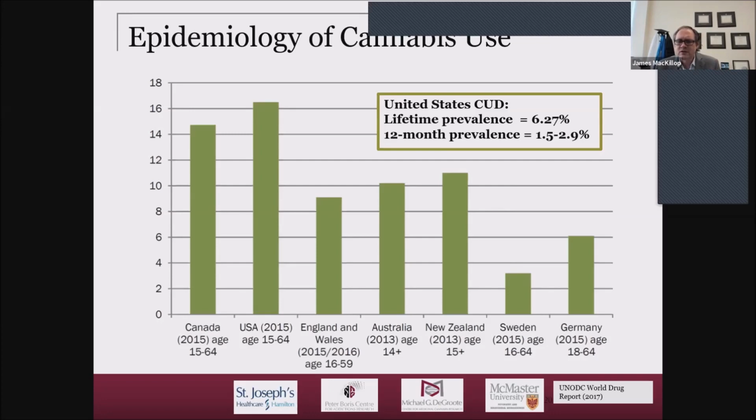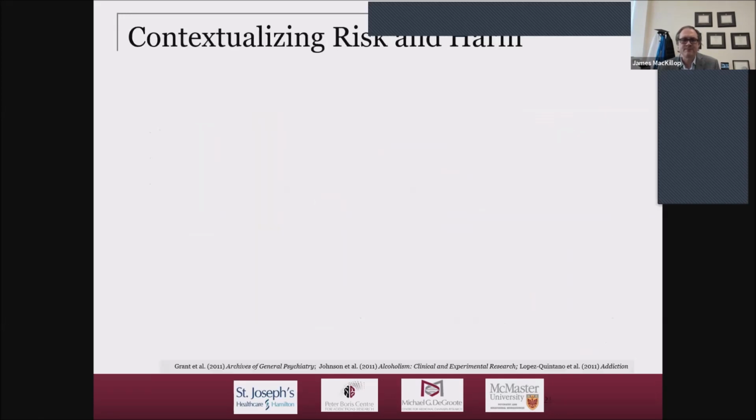There is some concern that the 12-month prevalence seems to be ticking up along with overall use. And certainly an increase from 1.5 to 2.9, this is in two different studies, would be quite substantial, reflecting basically a doubling. But in general, the overall prevalence of cannabis use disorder is relatively low in the general population and reflects a small minority of individuals who use cannabis.